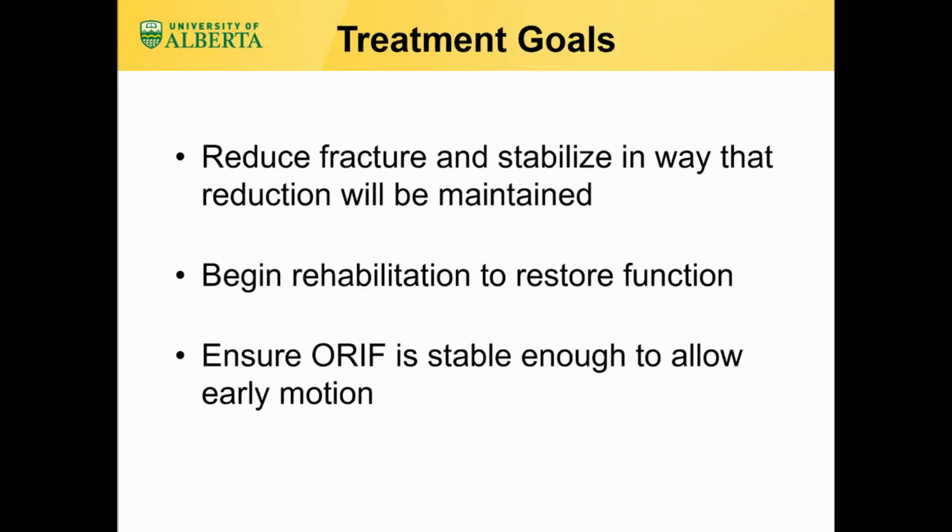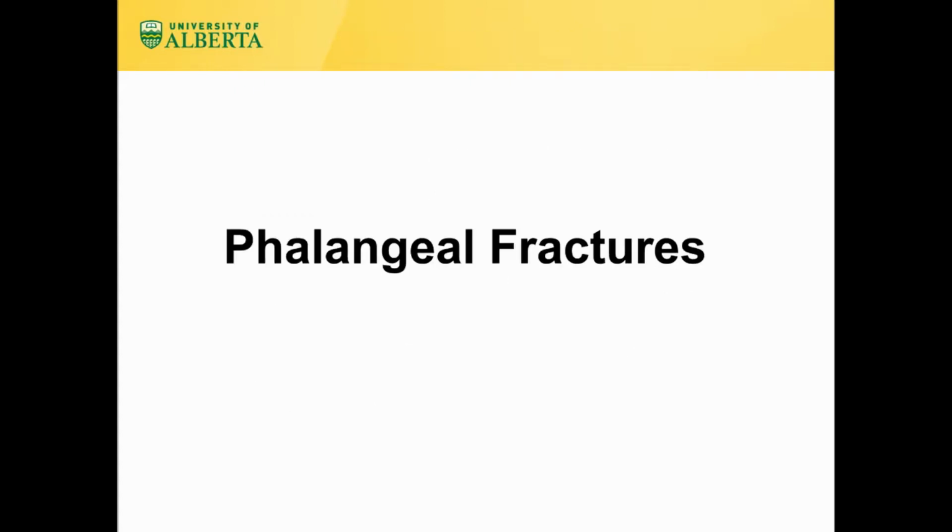It is important to reduce and stabilize fractures in a way that will be maintained following the removal of splints or K-wires, and ensure the patient understands the need for rehabilitation to restore hand function. If you choose to treat operatively, ensure the fixation is stable enough to allow early motion to avoid loss of function. We will now be talking specifically about fractures of the phalanges, followed by discussion of interphalangeal joint injuries.